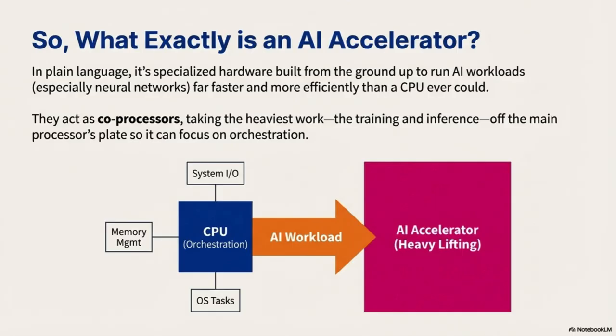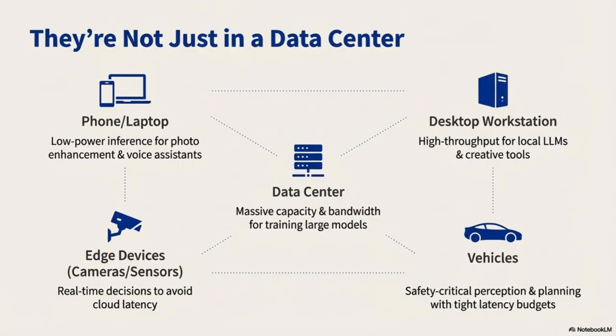And that's critical. Edge devices, smart cameras, industrial sensors, they rely on these for real-time decisions, so you can avoid that lag of going to the cloud and back. The ultimate example is probably in a vehicle, right? Perception, planning, that needs incredibly tight latency for safety.